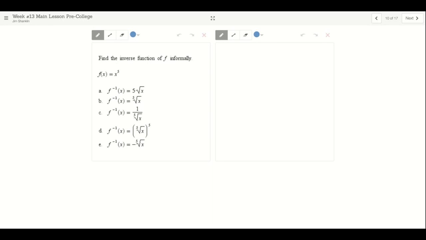Some of these you can do in your head, and with the assessment this week, when it's just multiple choice, you can just do it in your head. I mean, you do not have to show work this week.